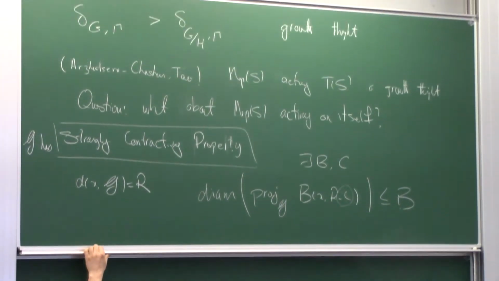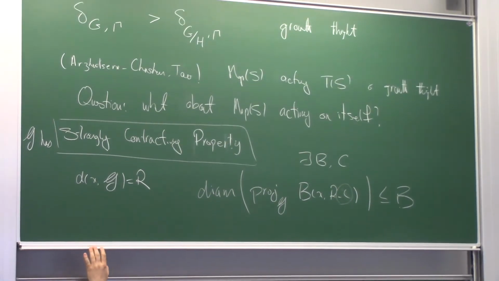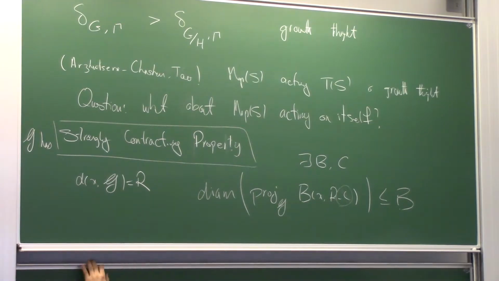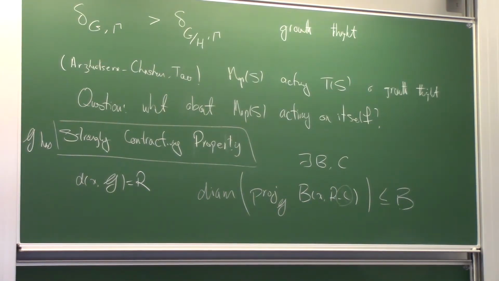Can I ask a question? Yeah. For the application, do you need every pseudo-Anosov to be strong? No, you just need to have one. It depends what you want to prove for growth. If you want to find a quotient which has a lower growth, then you just need one. So every time you have an axis which has this property, then adding this as a relation will reduce the growth strictly.